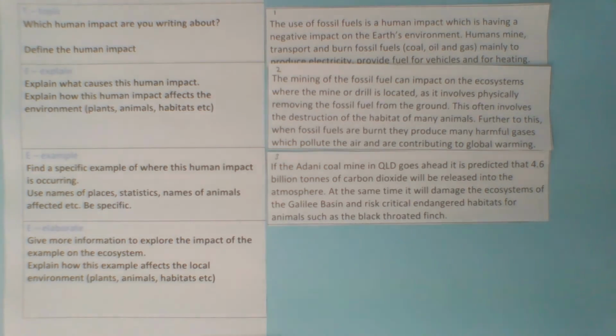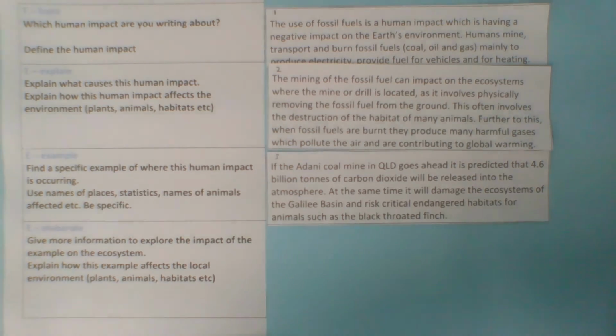Now this one says, if the Adani coal mine in Queensland goes ahead, it is predicted that 4.6 billion tonnes of carbon dioxide will be released into the atmosphere. At the same time, it will damage the ecosystems of the Galilee Basin and risk critically endangered habitats for animals such as the black-throated finch. Okay, very specific to an area, very specific to the type of mine that I'm talking about. I'm actually giving you an example of an area and an animal that is being impacted.